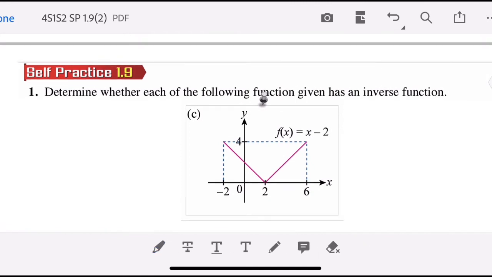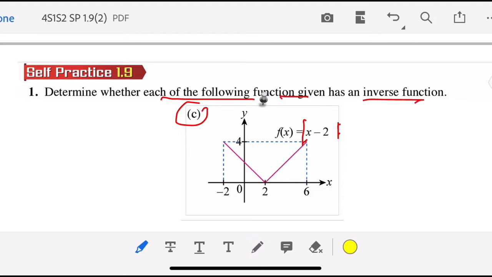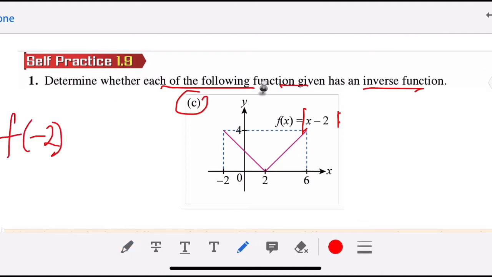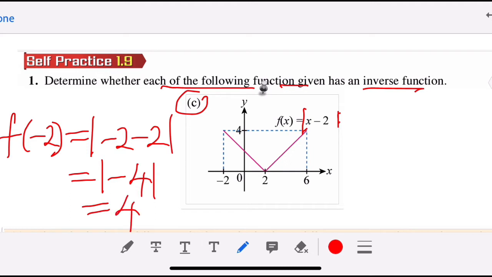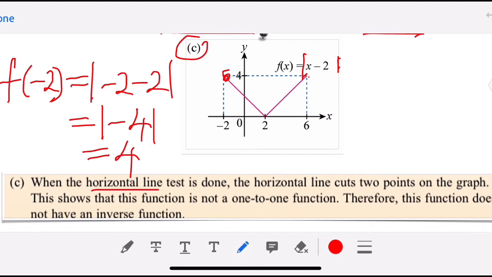Now for this question, you are given the function which is in modulus, right? It's in modulus. So for modulus, actually we have two lines beside, right? So when you substitute any value into the modulus function, let's say you substitute negative 2, it will produce negative 2 minus 2, which is modulus 4, so you'll get 4. So all the values will be positive, right? So does this function have an inverse? So we need to use the horizontal line test. Let's draw the horizontal line. So we have two intersection points. The horizontal line cuts 2 points on the graph.